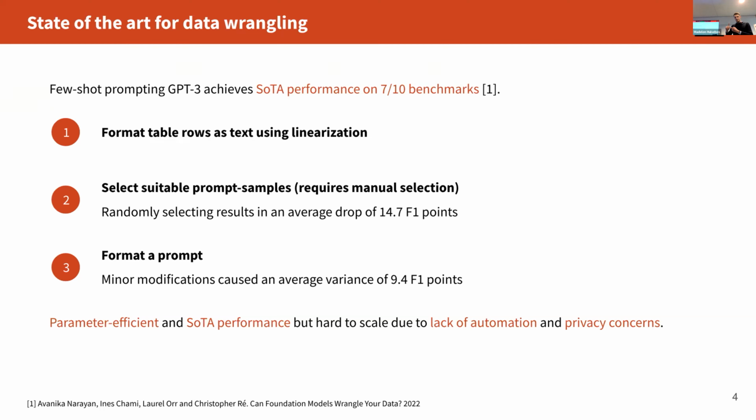So this is very parameter efficient because you no longer need task and domain specific architectures. You just have this one model that you can use. It achieves great performance, as I mentioned. However, you can't really automate it because, as I just told you, you would need a human in the loop to modify these textual prompts and look at the training data, which then also raises privacy concerns. For obvious reasons.